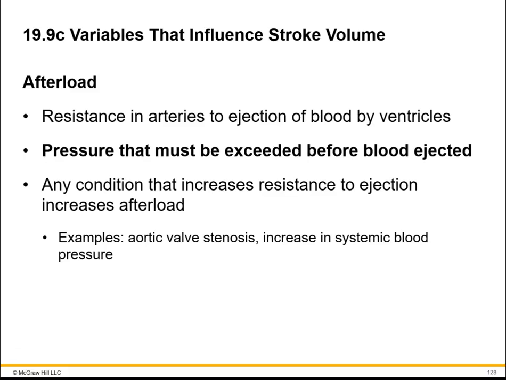Increase in systemic blood pressure. If you're hypertensive, if your blood pressure is 200 over 110, your heart has to pump higher than 200 in order to eject that blood out of the heart. Contrast this to someone with a normal blood pressure of, say, 120 over 80. The heart only has to pump to a pressure of 120 to get it past those semilunar valves. So hypertension increases afterload.